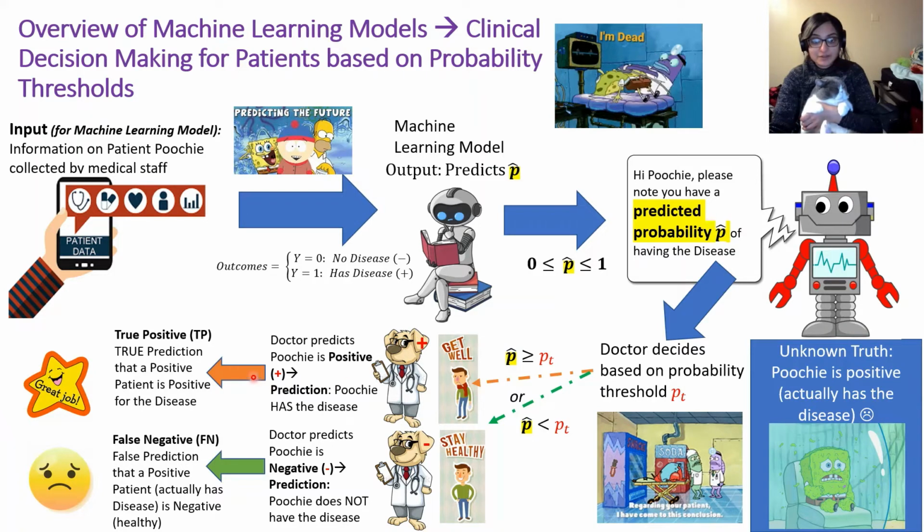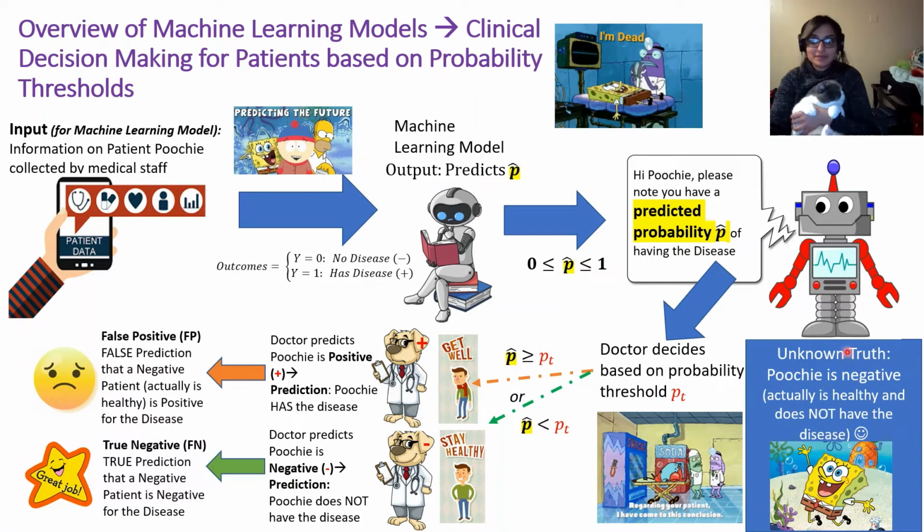If the doctor correctly predicts that Pucci is positive, then it's a true positive. But if instead the doctor had wrongly predicted that Pucci is negative, because the predicted probability was less than the threshold, then this was a false negative, because the doctor predicted that a positive patient, Pucci, who has the disease, was instead negative and healthy. So Pucci, who needed the treatment for the disease, missed out on the treatment on time. He's sad. It's okay, it's okay, little guy.